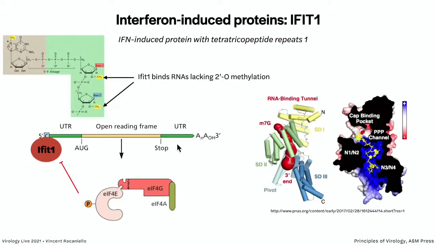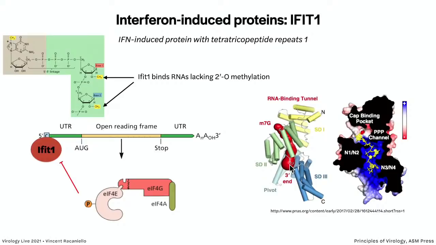So the idea here is that the cellular mRNAs are all methylated at this 2'O. But maybe some viral RNAs are not. Here, by the way, are two structures of IFIT bound to the M7G cap.